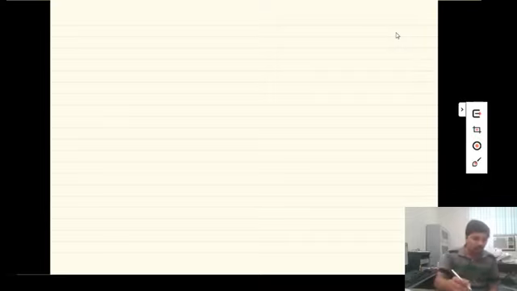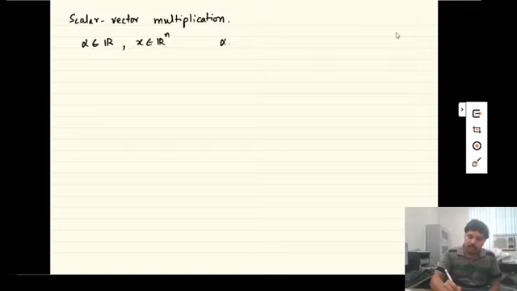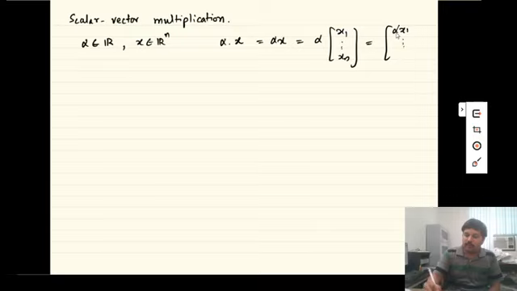The second operation that we want to look at is scalar vector multiplication. And what is scalar vector multiplication? I'll consider a scalar alpha in real numbers, a vector x in Rn. Then what do I mean by alpha dot x, which is the same as alpha x, which is nothing but alpha times x1 up to xn, which is nothing but alpha x1, and so on and so forth up to alpha xn.